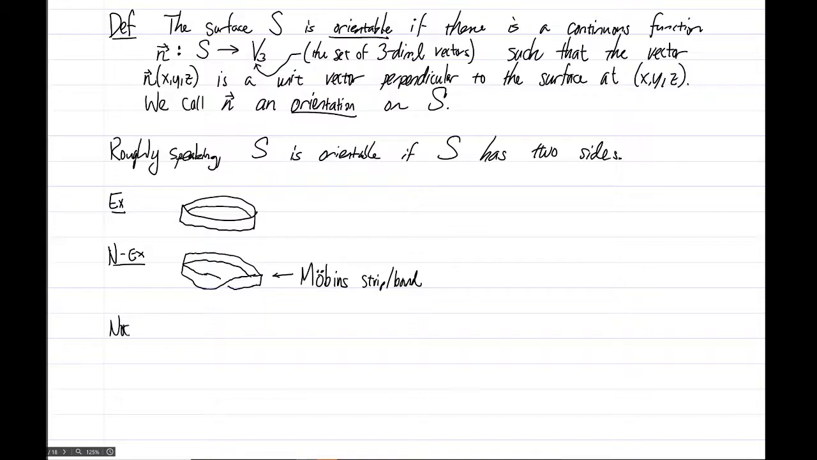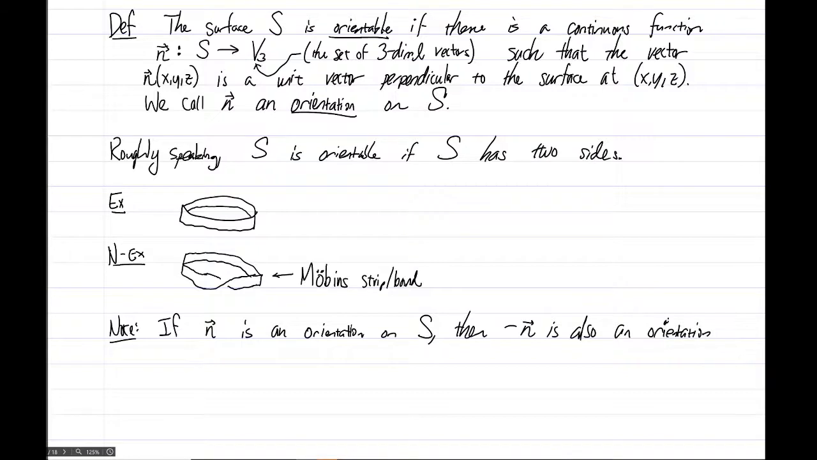A note to make right now is that if n, so that's this function up there, if you have an n function, if this is an orientation on a surface S, then in fact negative n is also an orientation. Think of it like if n is marking one side of the surface, then negative n is like the Sharpie on the other side of the surface.